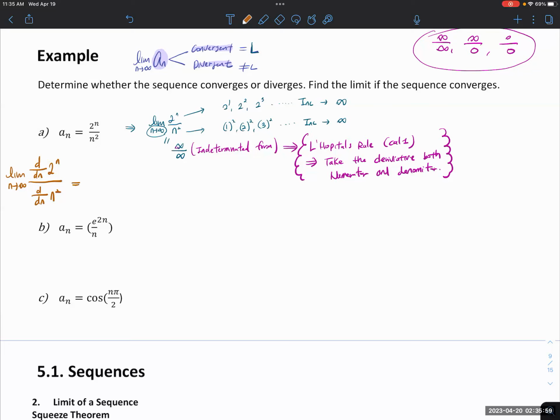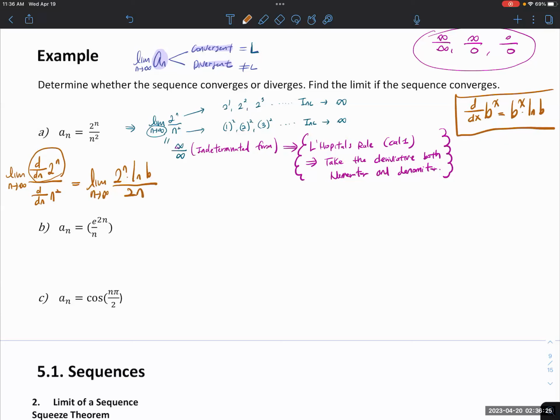If you remember the note d over dx, b to the x, what happened? You keep the b to the x, times ln b. So this is the rule. So therefore, the top here, it is going to be limit n approach to infinity, you have a 2 to the n, ln 2, over, what is n to the second? You will get just 2n.